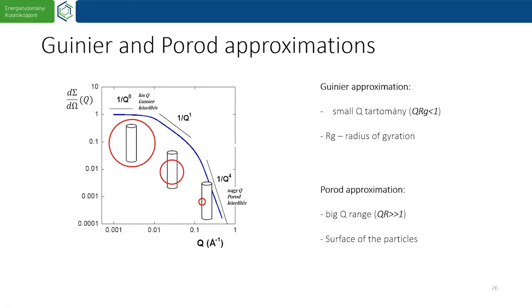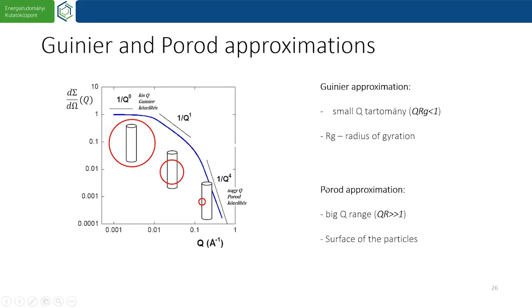Now, besides the shapes, there are a few approximations which are useful. Suppose we don't know the shape of the object at all. Then we have the approximation which is valid for the smallest Q. It is called the Guinier approximation. From the slope at this part we can determine approximately the size of the object in an average sense, and this average parameter is called the radius of gyration. This can be determined, and we will use it in the next parts.